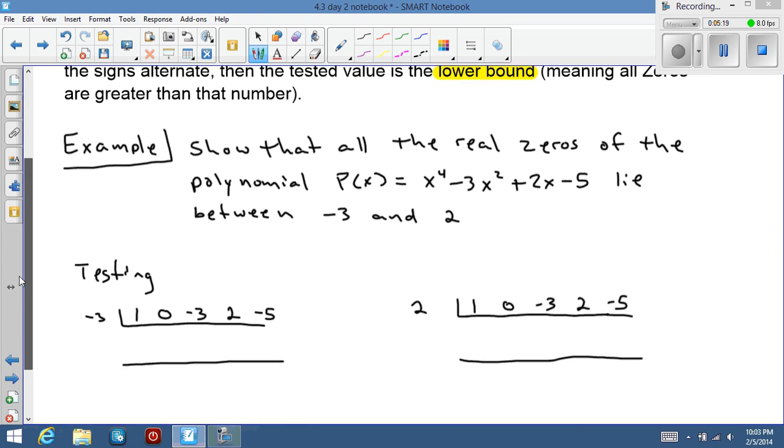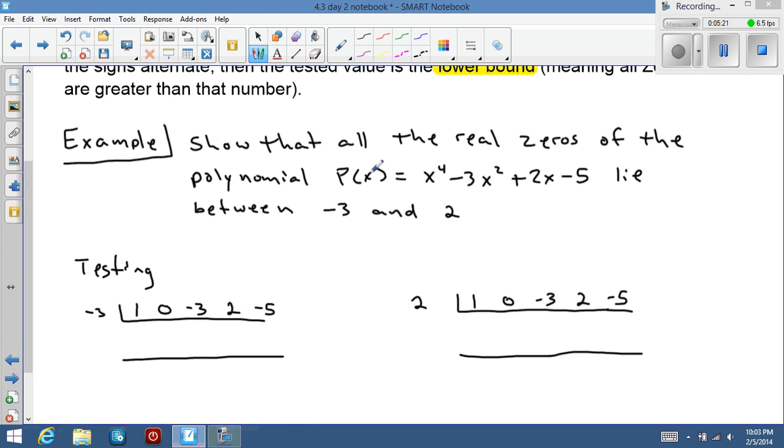So let's look at this example. Show that all the real zeros of the polynomial p of x equals x to the fourth minus 3x squared plus 2x minus 5 lie between negative 3 and 2. So no zeros less than negative 3, and no zeros greater than positive 2.